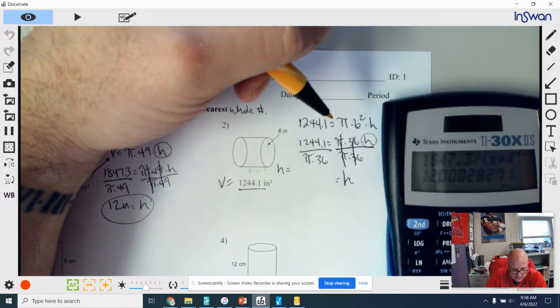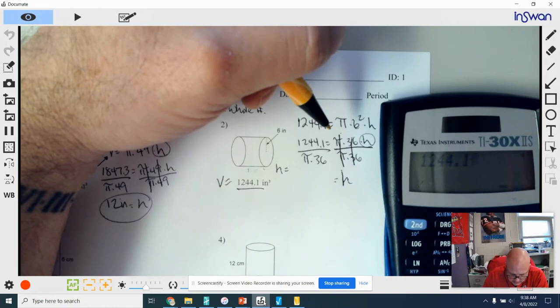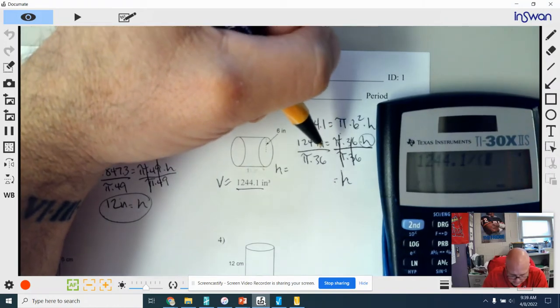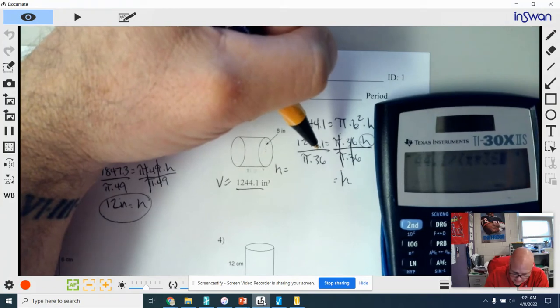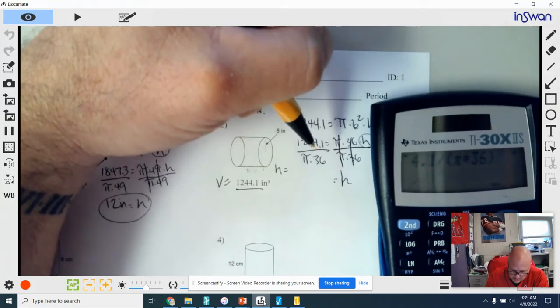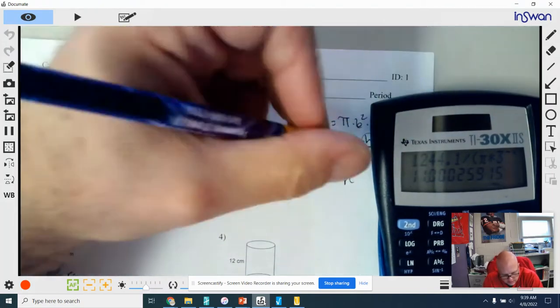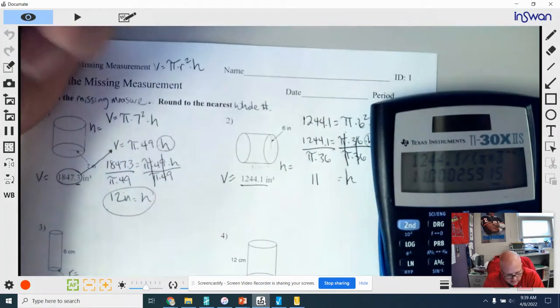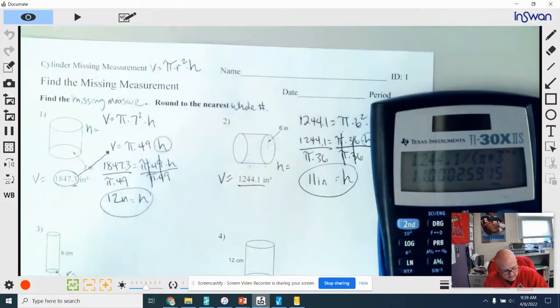Okay, let's use that calculator. So let's type in 1,244.1 divided by, remember, let's use our parentheses. So opening parentheses, pi times 36, closing parentheses, equals. And again, we see that it's really easy to figure out what our whole number is. It's going to be 11. Check the label here, and it's going to be 11 inches. So height is 11 inches.